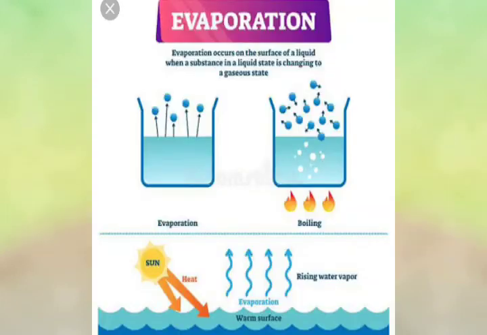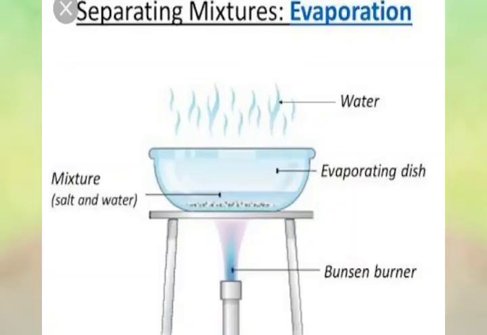The third method to separate the solid-liquid mixture is evaporation. Evaporation is the process of converting a liquid into its vapor state either by exposing it to air or by heating. This method is used to separate the components of a homogeneous solid-liquid mixture like salt from seawater.